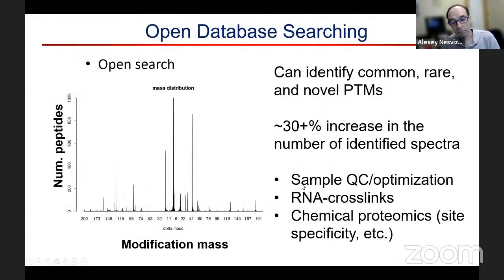So using full open search, we can search for any mass shift, and if you run it on any standard data, you can use it as a quality control. I do it on every data set that I'm running. I'm running a ton of data sets.